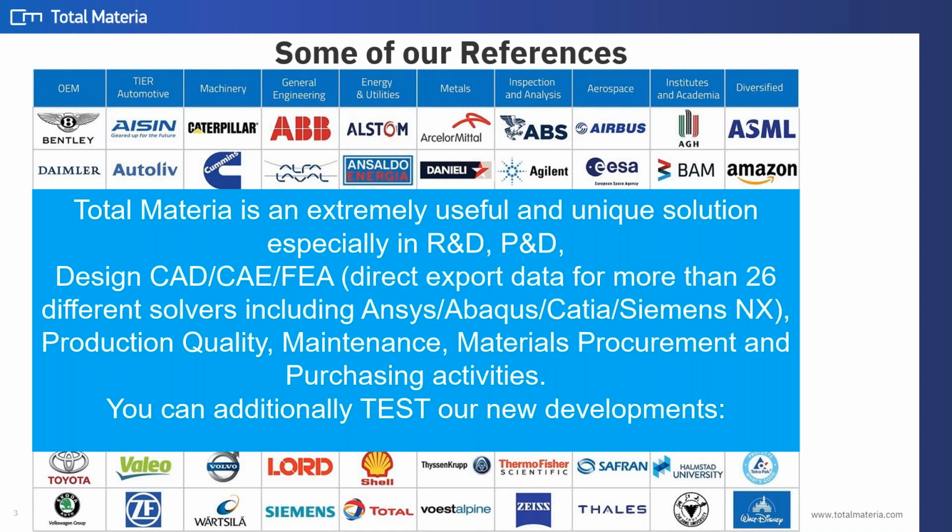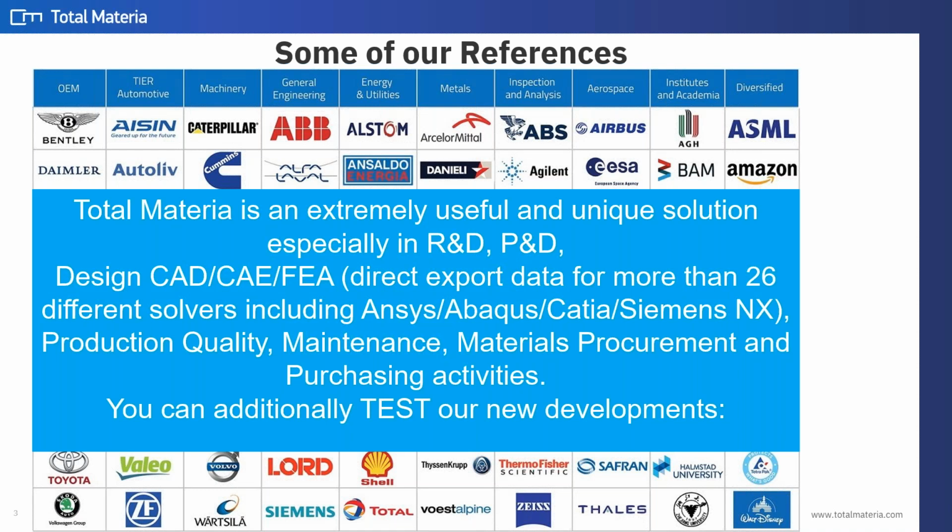At the same time, Total Materia is an extremely useful and unique solution, especially in R&D, product development, design, CAD, CAE, and finite element analysis. You can export data directly to more than 26 different solvers, including ANSYS, Abaqus, CATIA, Siemens, or whatever you want, including Excel. You can export all this detailed material information and properties to an Excel file to create a material card in your simulation software.